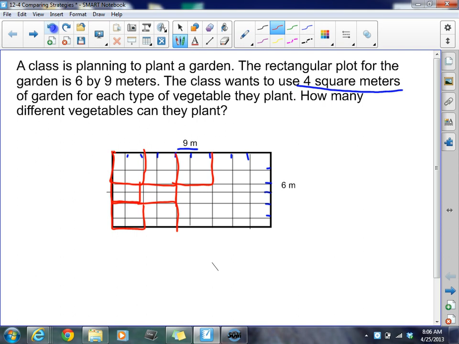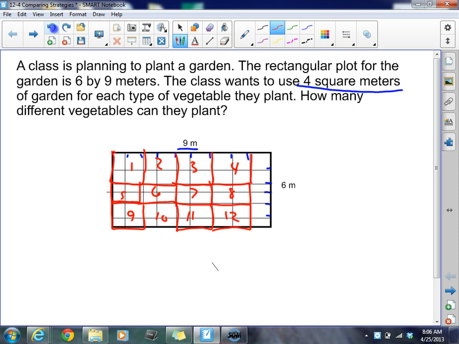Let's do a couple more. So that's 1, 2, 3. You can do a 4th right here. 5, 6, 7, 8, 9, 10, 11, 12. So those are 12 right there.